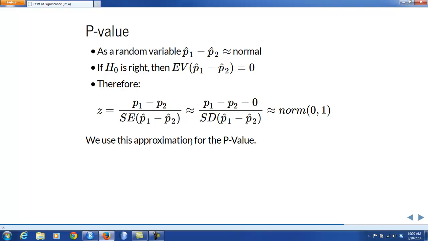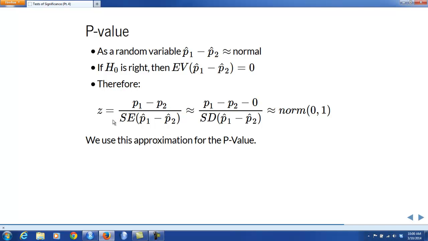Let's think a little bit more about how that test statistic works so that we can see how it connects to giving us a p-value. We already know from our work back in Chapter 8 that as a random variable, P1 hat minus P2 hat is approximately normal as long as your sample sizes were pretty large. Also, we know that the expected value of P1 hat minus P2 hat is P1 minus P2. Now the null thinks that that difference is 0. So if the null is right, the expected value of P1 hat minus P2 hat is 0.